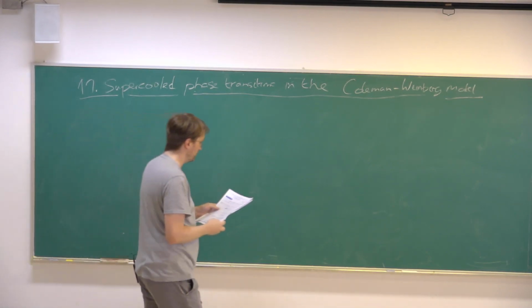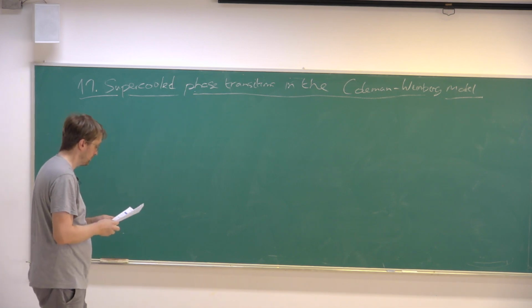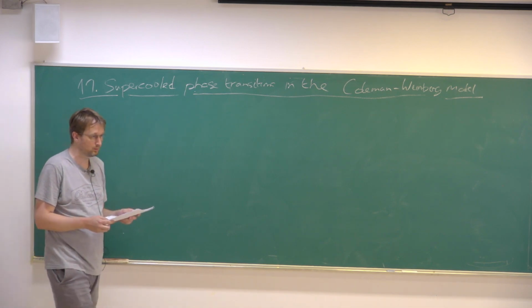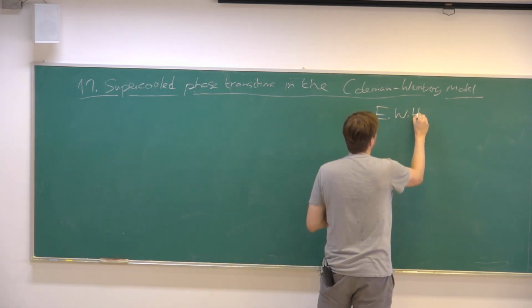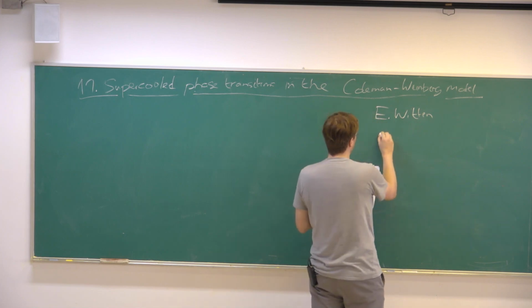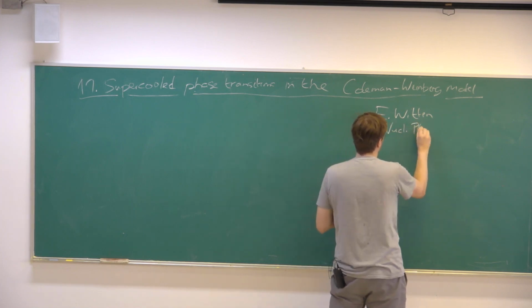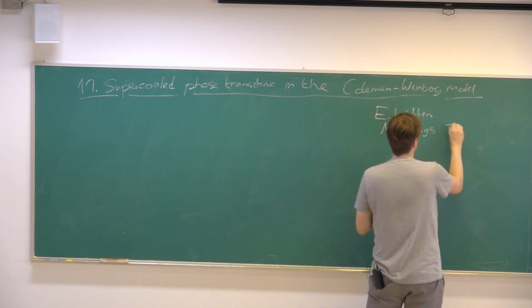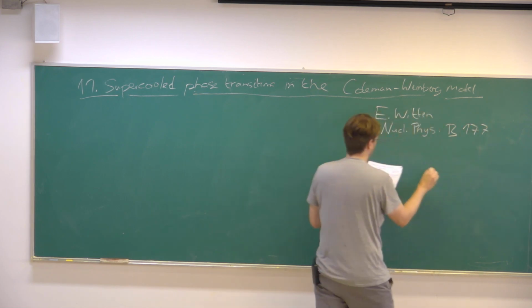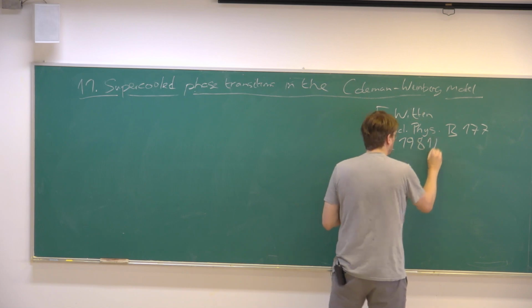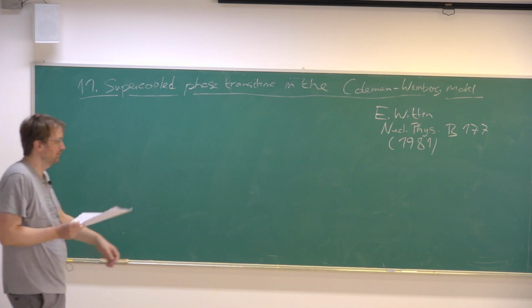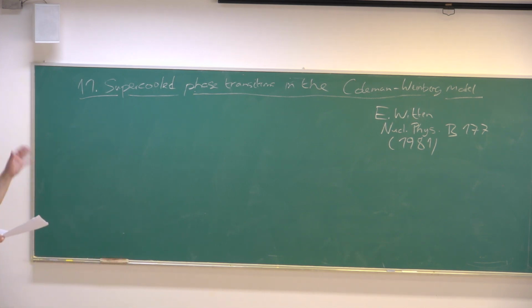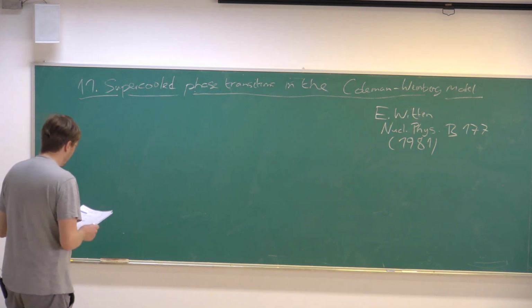Okay, so let me just now, this is the last part. I want to come back to what I started with, the Coleman-Weinberg model, and this has been discussed in a very nice way by Witten. Really? Witten again? Yeah, that's amazing. In 1981? Really impressive. Probably right after his PhD thesis, or maybe still during his PhD thesis, he puts this out.